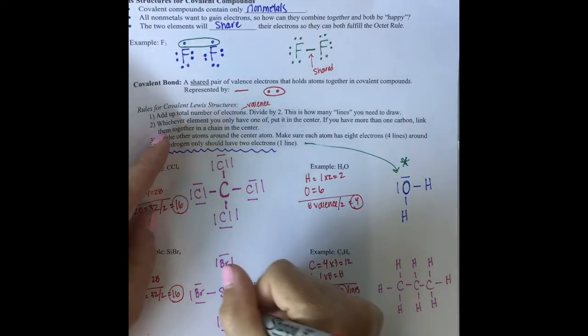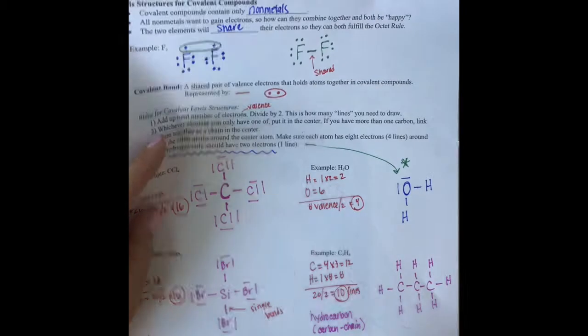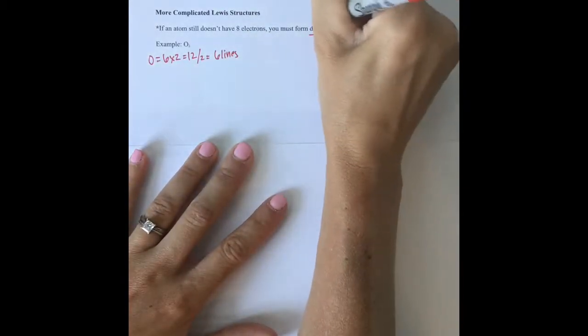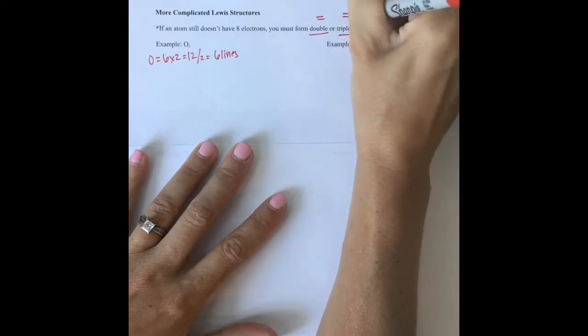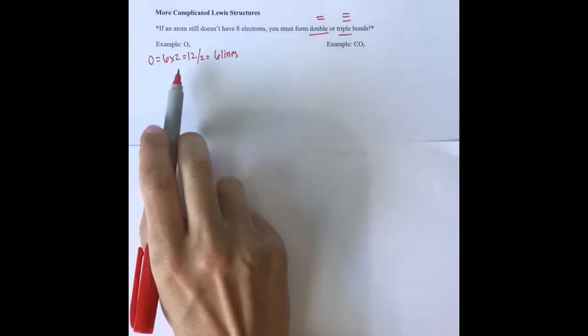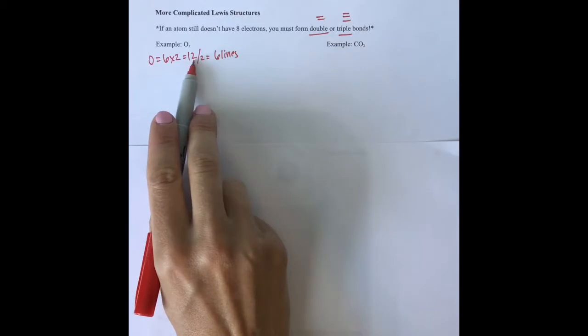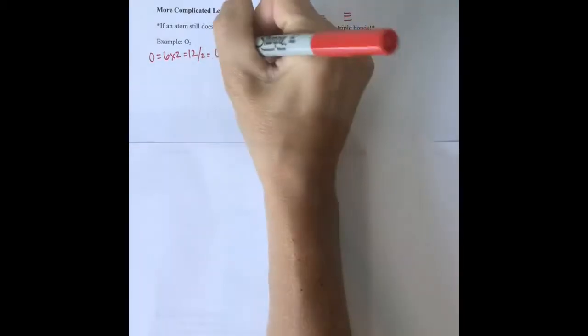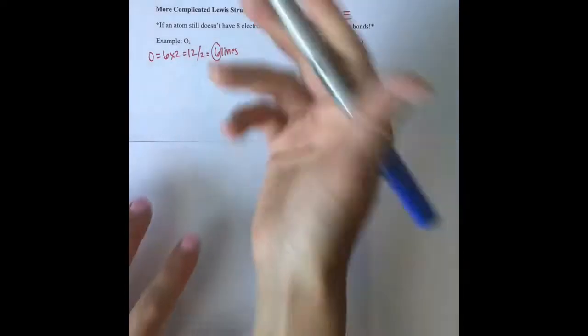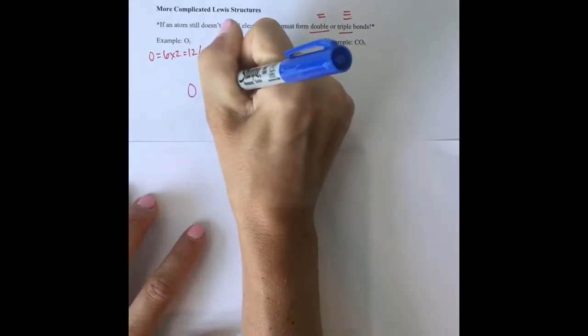Okay, a single line represents a single bond. On the back here, we will be creating double or triple bonds in some cases in order to fulfill the octet rule. So you're going to start every problem the same by adding up your valence electrons, dividing by 2, and figuring out how many bonds or lines that you're allowed in your picture.